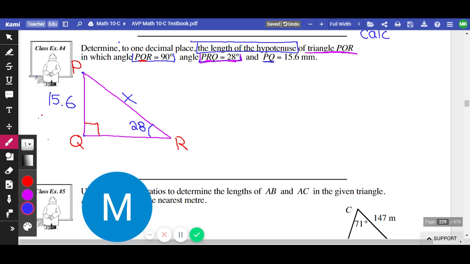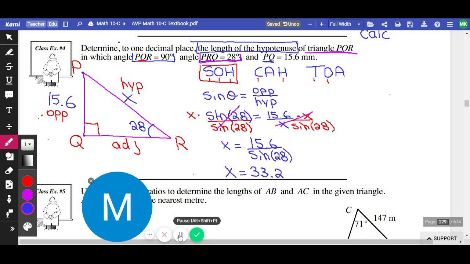Fantastic. I'm going to let you try to solve that one on your own. Okay, so give it a shot. You have to write out Sohcahtoa, choose the right ratio. Once you've chosen the right ratio, you need to try to do the math. Give it a full-on shot. I'll do it up on the board while you work.